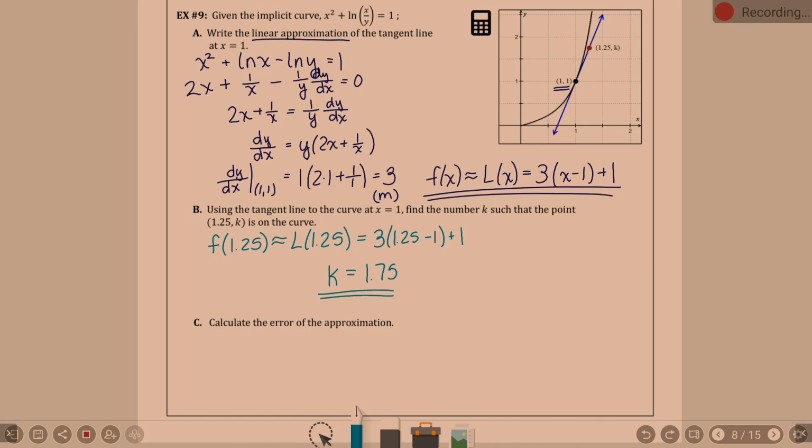3 times 0.25 plus 1. So K is 1.75. Okay. Calculate the error of the approximation. After 1.25, so we plug it into the implicit curve equation.